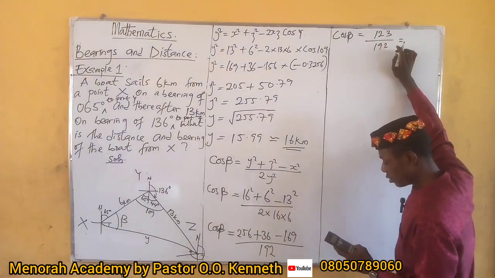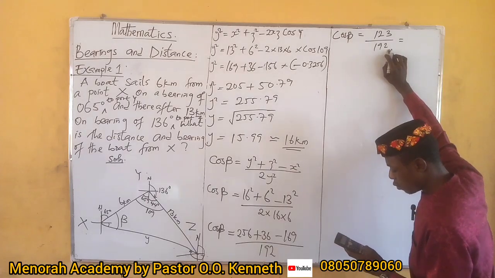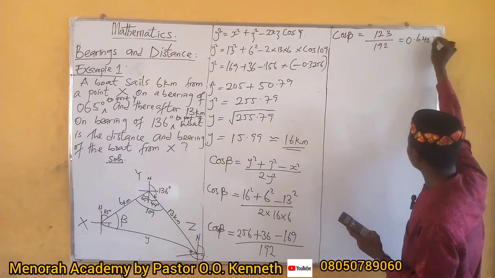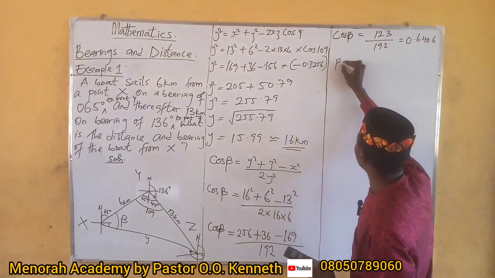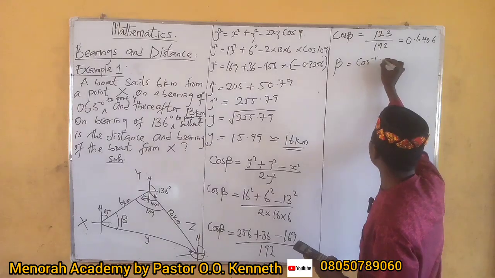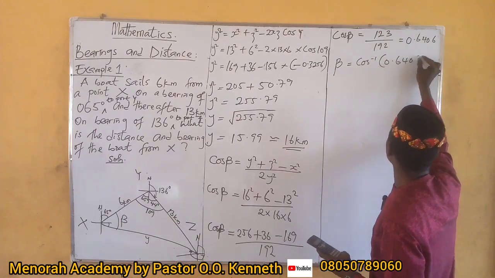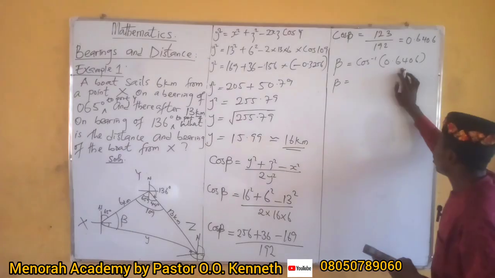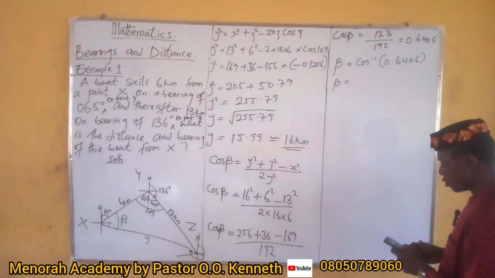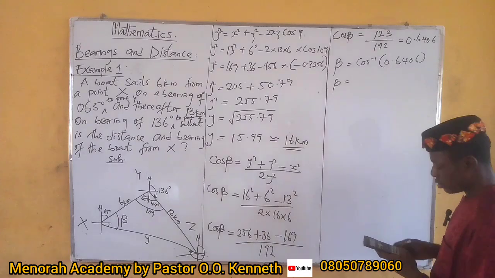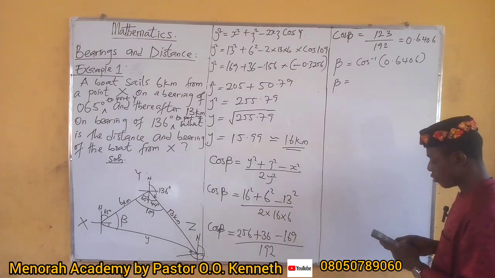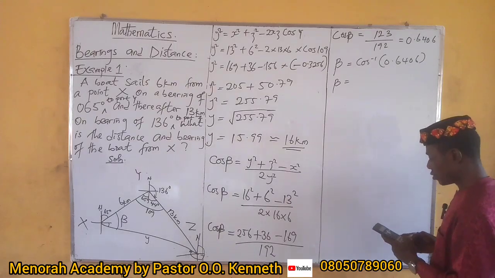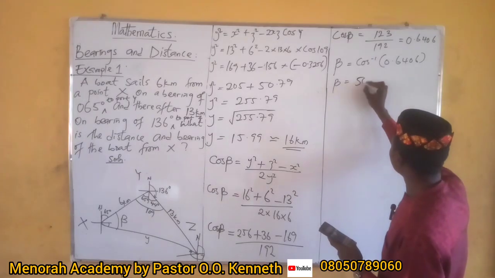So if you divide by 192, it is going to be 0.6406. Alright, so our beta now will be equal to cos inverse of 0.6406. So beta, this angle, will be equal to cos inverse. Press your shift, press your cos, then type in this number, 0.6406, which is going to give us 50.16.